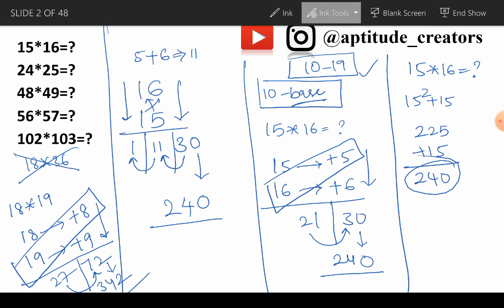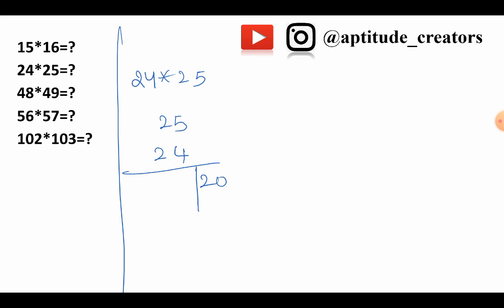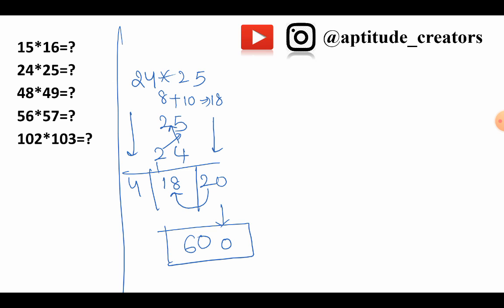Now what about the remaining questions? The remaining questions, that is 24 into 25. Now what about the normal approach? 25, 24, 5 into 4, 20, 2 into 2, 4, 4 into 2, 8, 2 into 5, 10. 8 plus 10, 18. Fixing the unit digit as 0. 8 plus 2 will give the result as 10. 2 plus 4 will give the result as 6. Answer is 600.